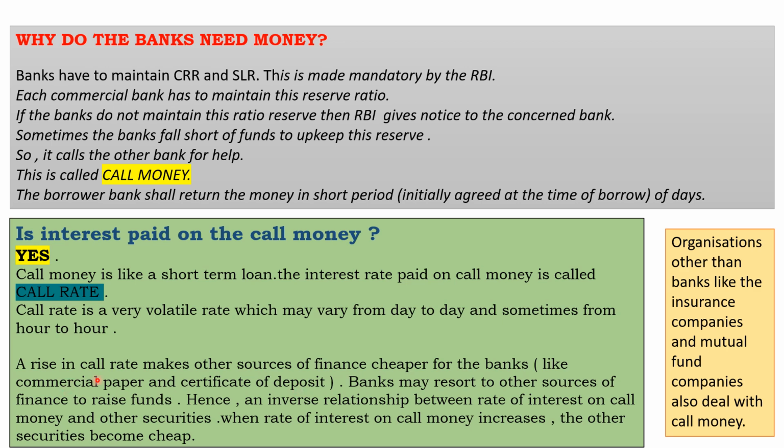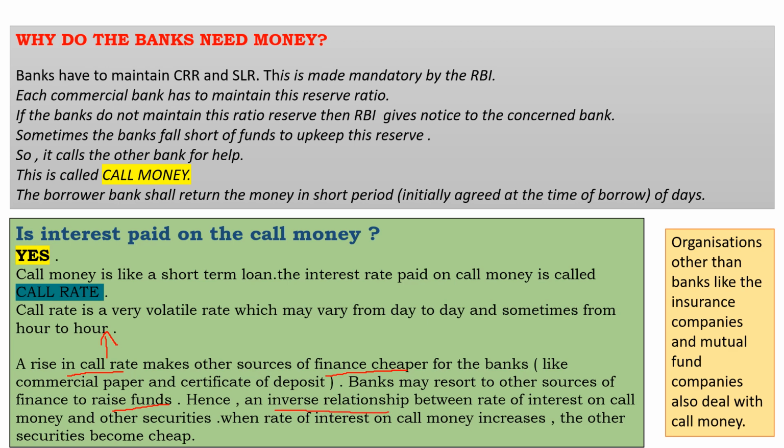Now, if the call rate, the interest rate on the call money, rises, what will happen? The other sources of finance will become cheaper for the banks because call money will become expensive. So they will resort to other sources of finance to fill in that shortage of money to maintain the CRR and the SLR. Why will they shift to other sources of finance? Because the call rate rises, the interest rate on the call money rises. Banks may resort to other sources of finance to raise funds.